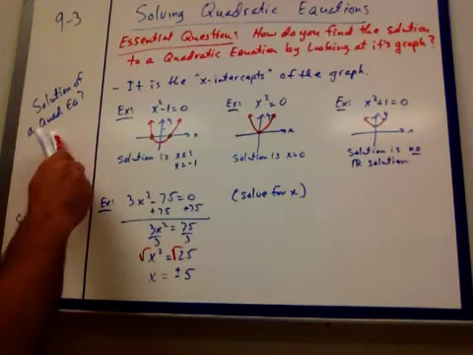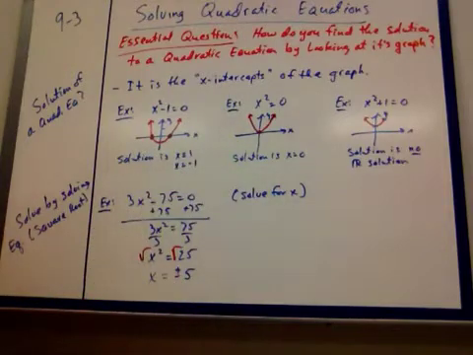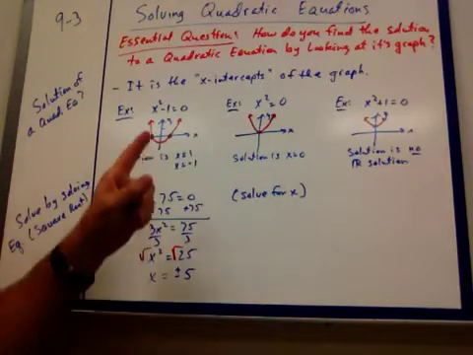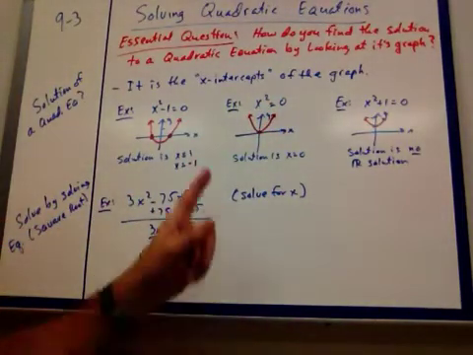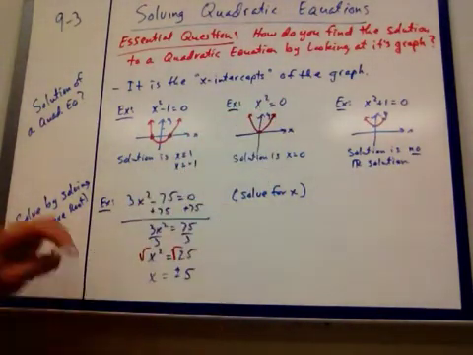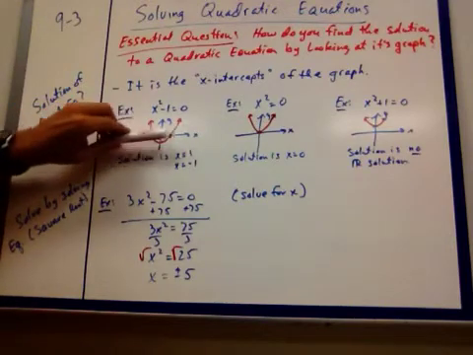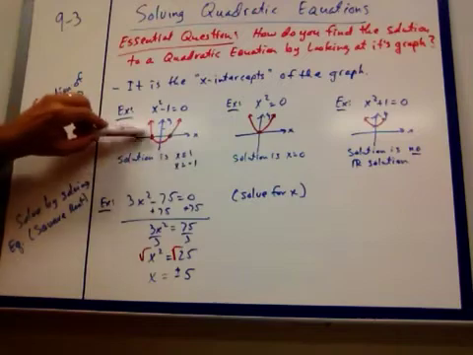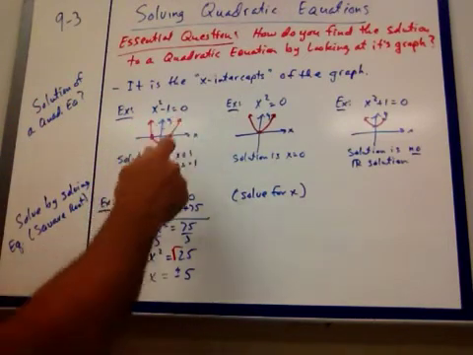The thing to remember about the solution of a quadratic is that the x-intercept of the graph is the solution. Because you'll notice that when we solve this equation for x, we are setting y to be 0, and y is 0 on the x-axis. So that means wherever our line crosses the x-axis, the x-intercepts, that's our solution, because that's going to make y 0.